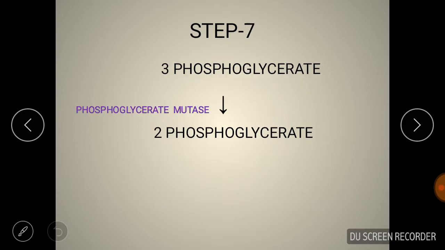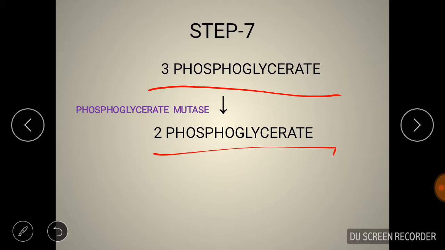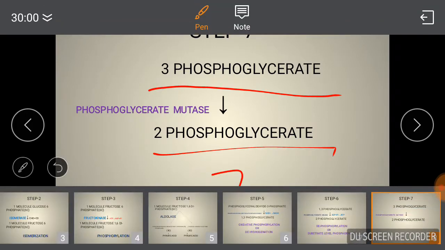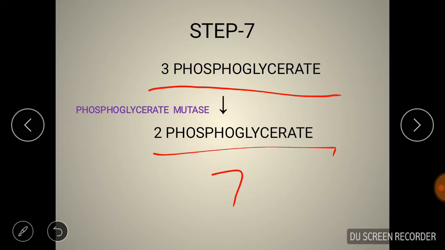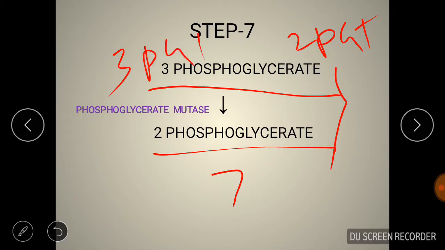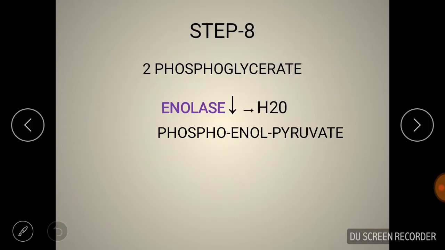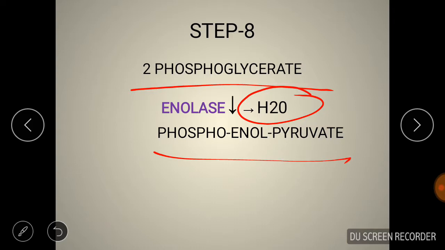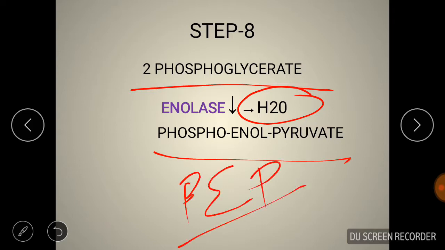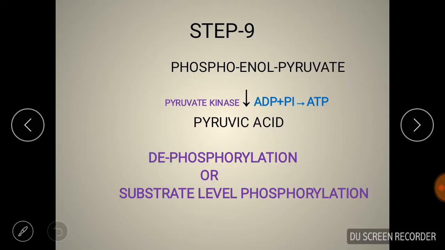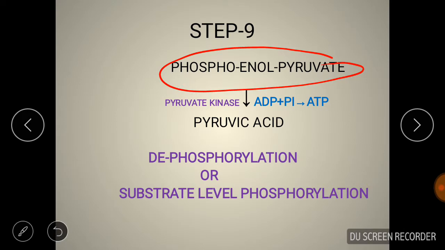Now in step 7, 3-phosphoglycerate produces 2-phosphoglycerate. This step is not that important. This is the normal step in which they produce 2 PGT from 3 PGT. In the next step, 2 PGT, that is 2-phosphoglycerate, just releases one water to produce PEP. This is called phosphoenol pyruvate. Eventually, the phosphoenol pyruvate uses pyruvate kinase to produce our desired pyruvic acid.